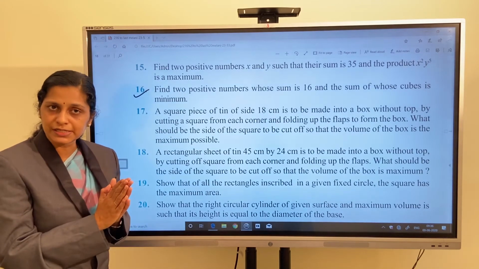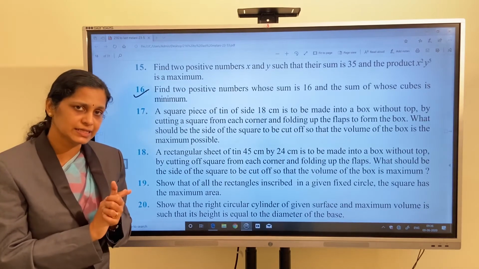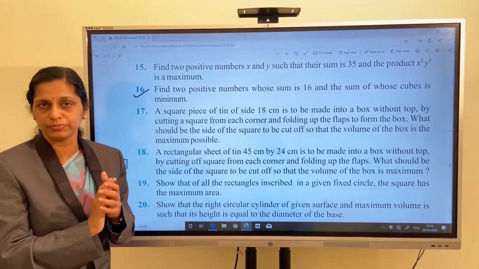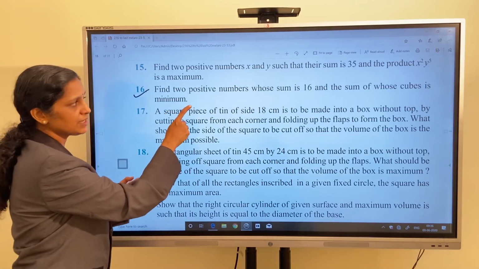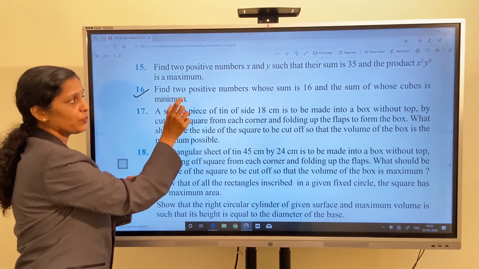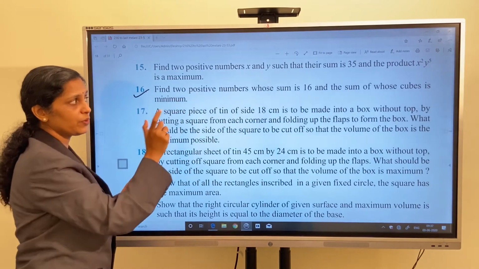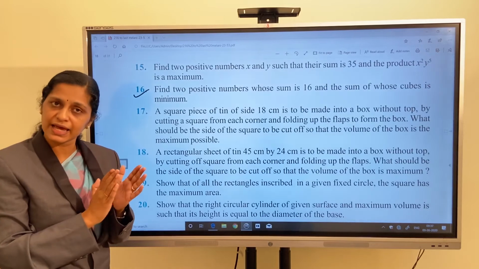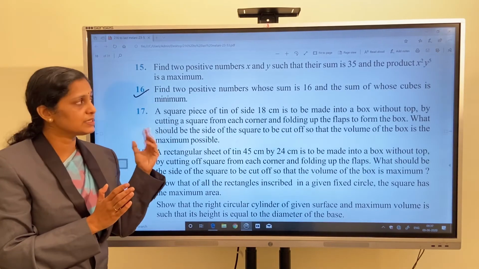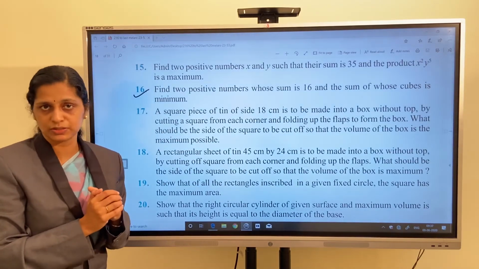And after getting the critical point, we need to check whether it is a point of maxima or minima using the second derivative test. Here it is given that the sum of the required numbers is 16. We can take those 2 numbers as x and y. Therefore, x plus y is equal to 16.